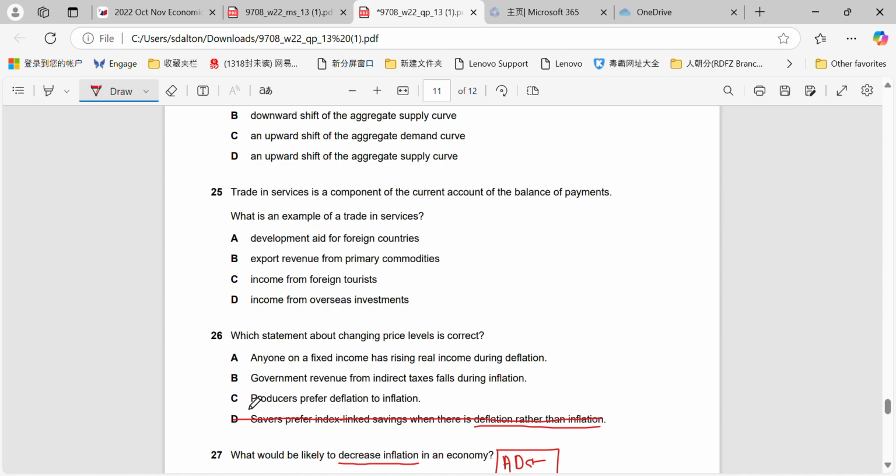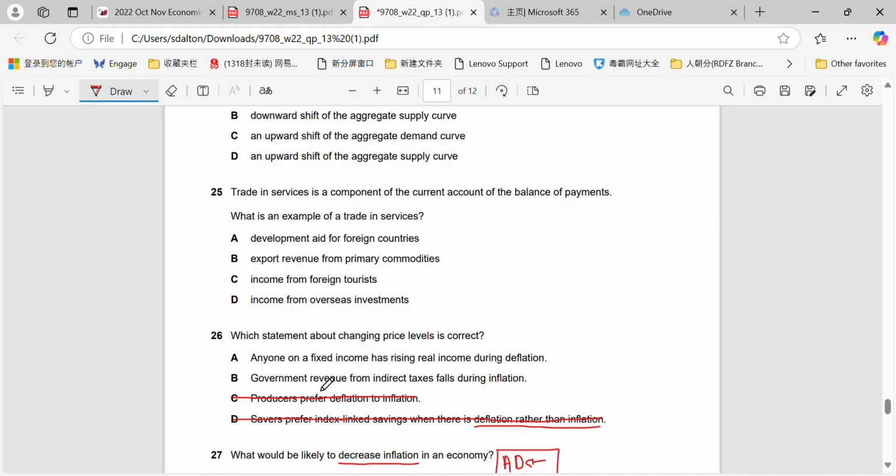Producers prefer deflation to inflation. Not true. They prefer inflation, because assuming they can keep wages at the same level, then they can pocket the increased profit from being able to sell products at a higher price. If they've got deflation and wages are staying the same, then their profit margins are actually decreasing.